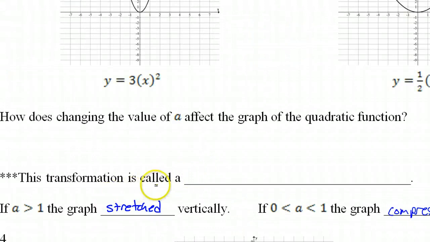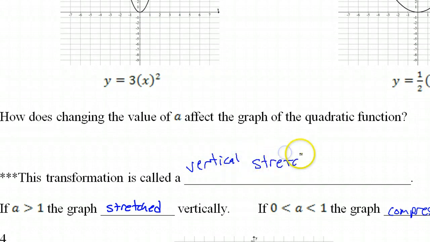So in general, this type of transformation is called a vertical stretch or compression.